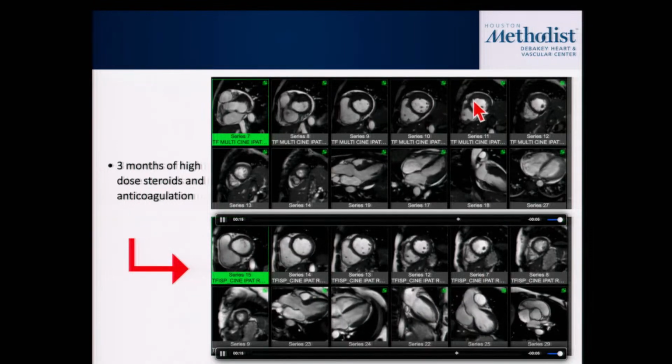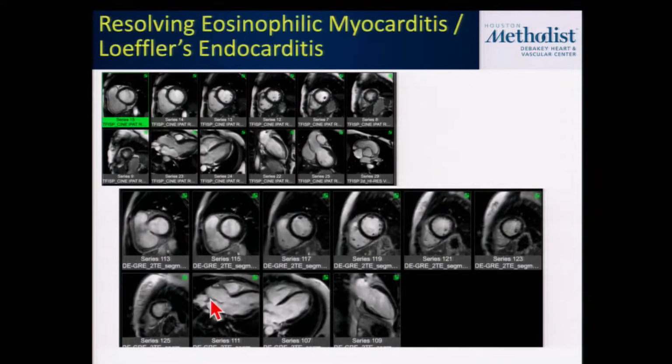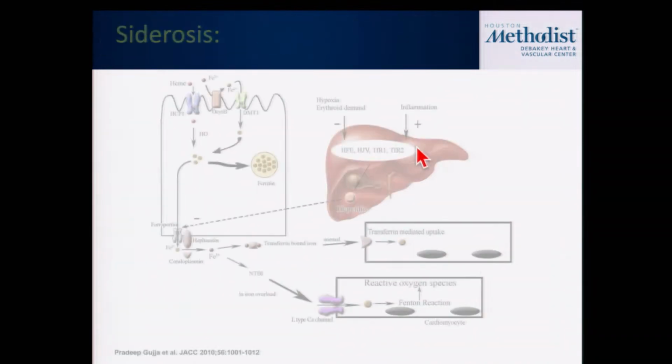That increase in wall thickness looks like it's gone now, right? And if we look at the contrast imaging, now you don't see that multi-layer appearance any longer. All you see is just a nice black myocardium. So resolution of that abnormality.